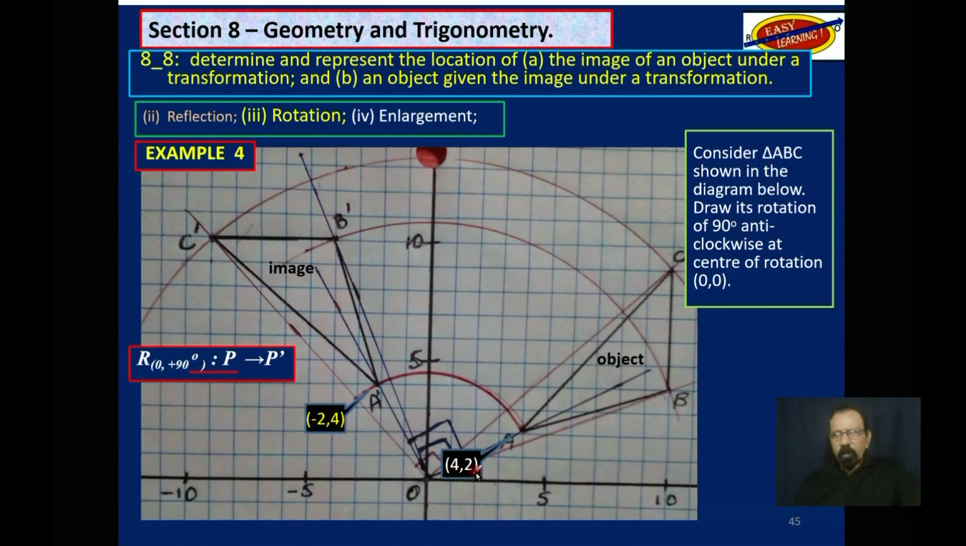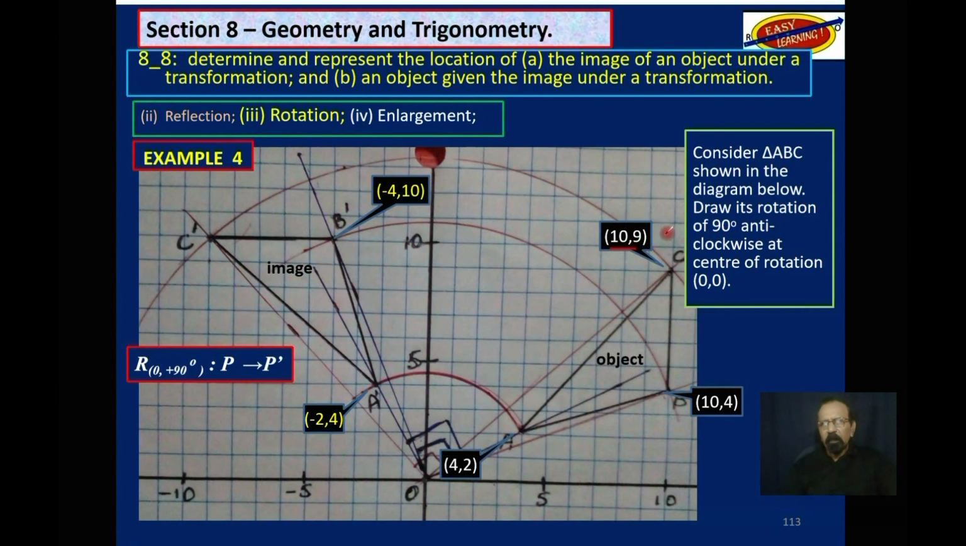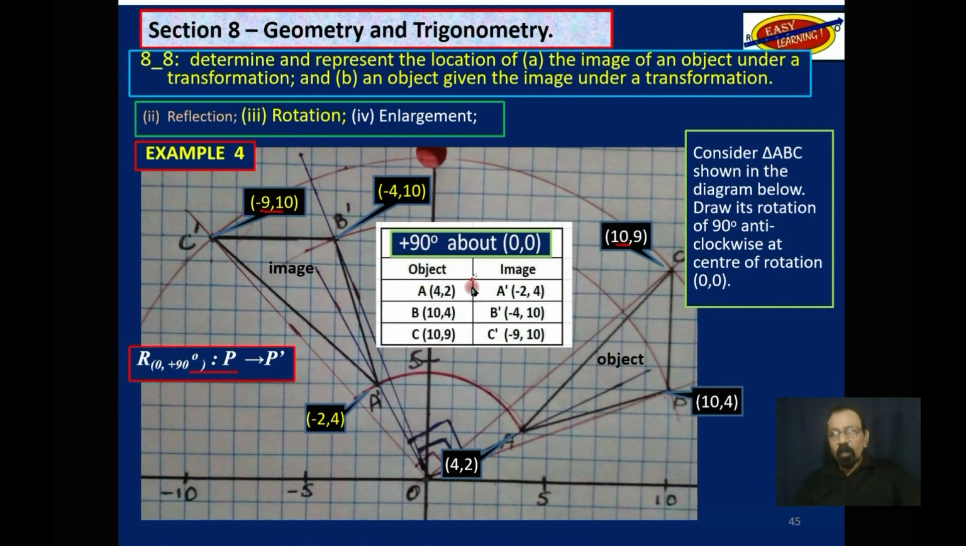4, 2 becomes negative 2, 4. 10, 4 becomes negative 4, 10. And 10, 9 became negative 9, 10. I've seen that before, which is this. XY becomes negative YX.